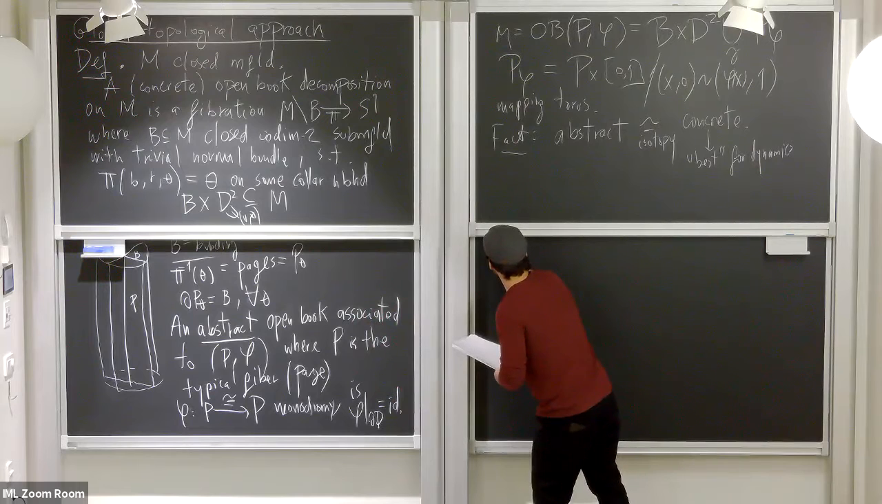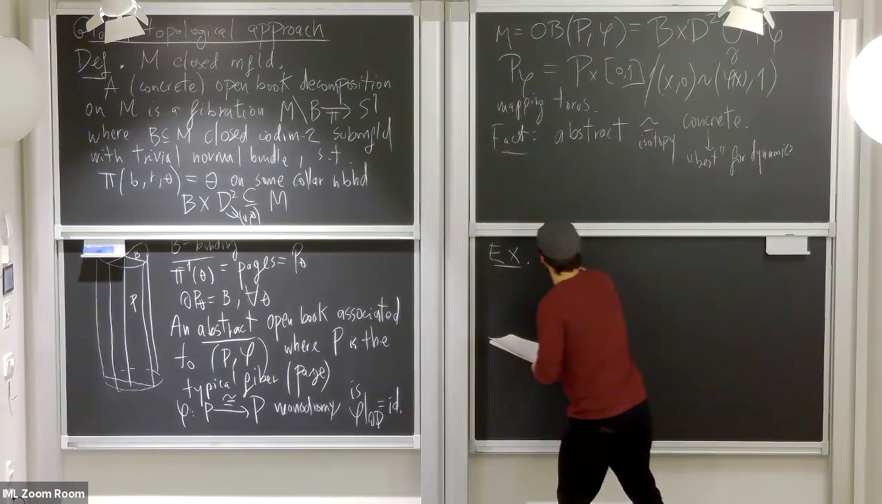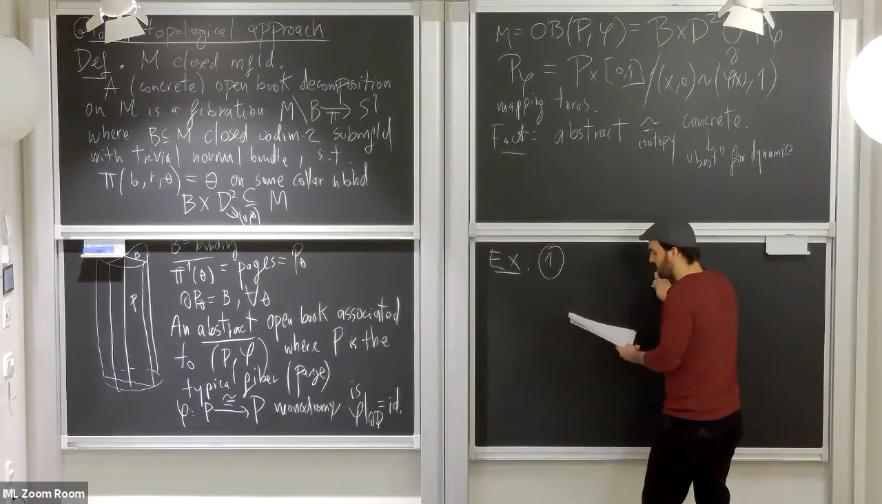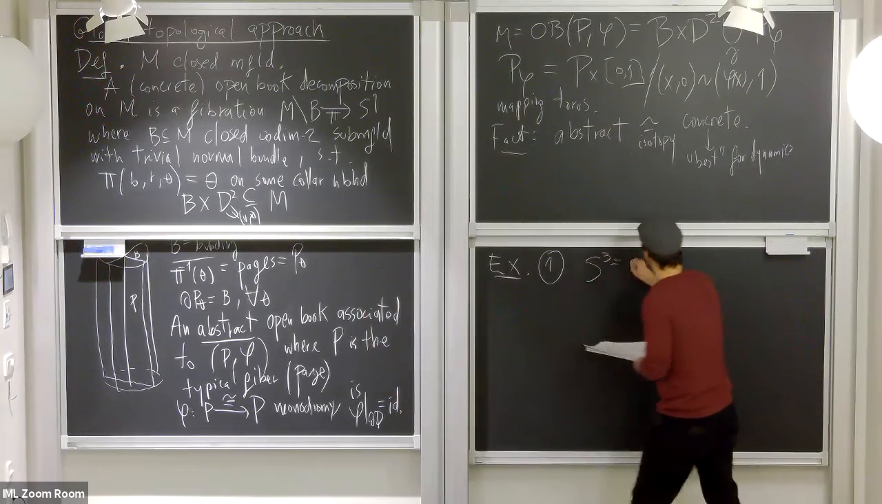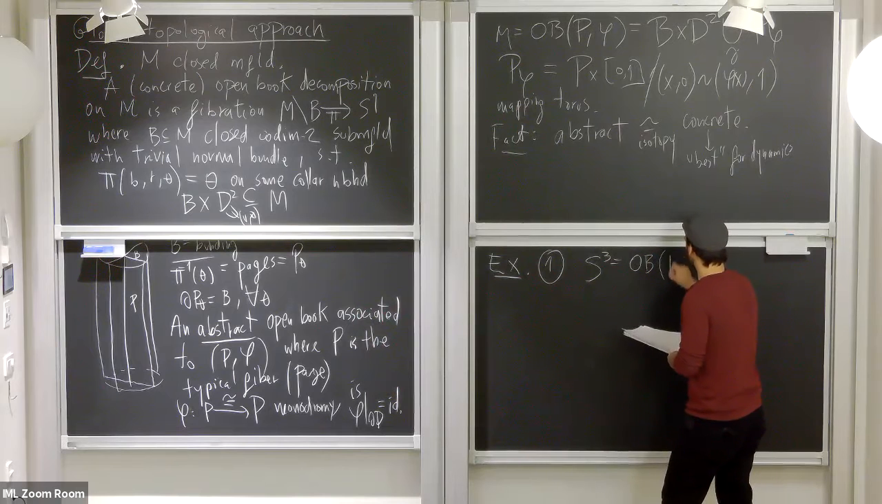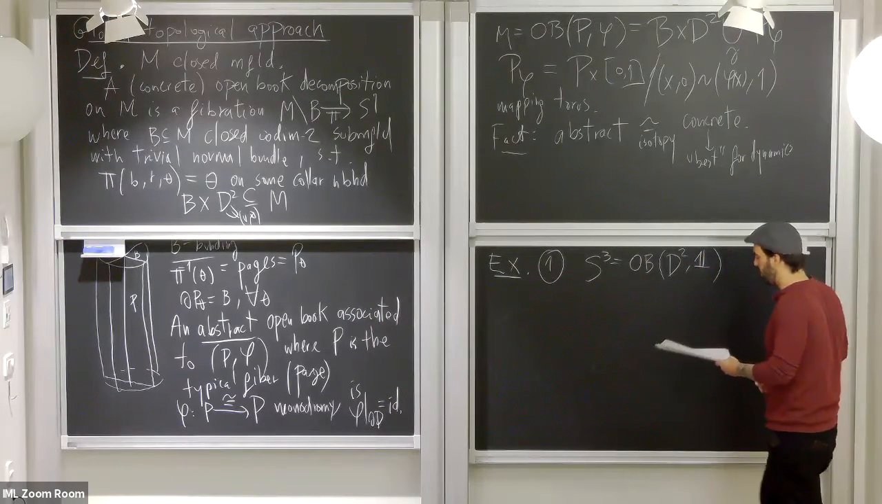So give me a bunch of examples. The first example, the most trivial example you can think of, is just the three-sphere, which abstractly is given by the open book associated to a two-disk, and the monodromy is the identity map.